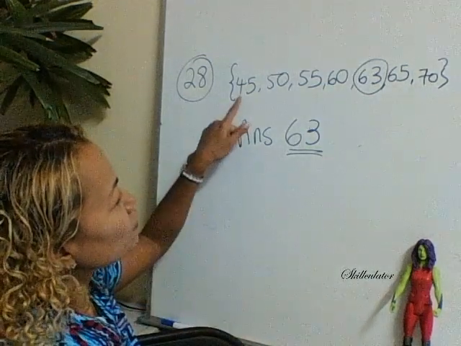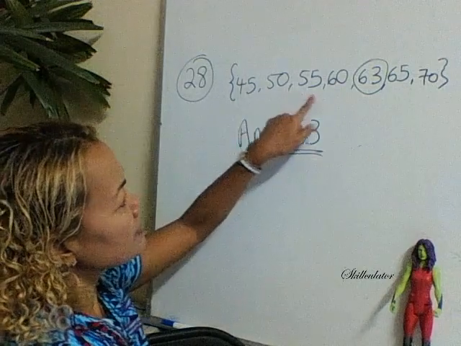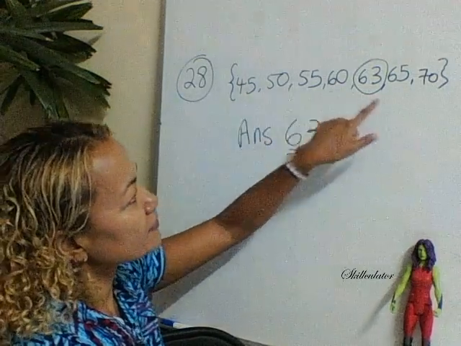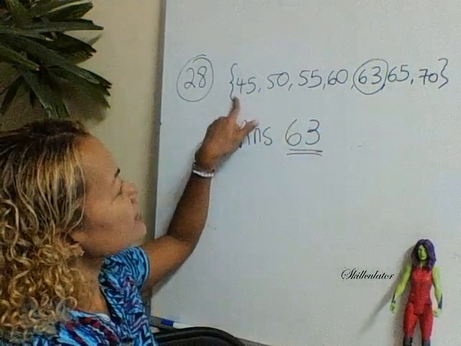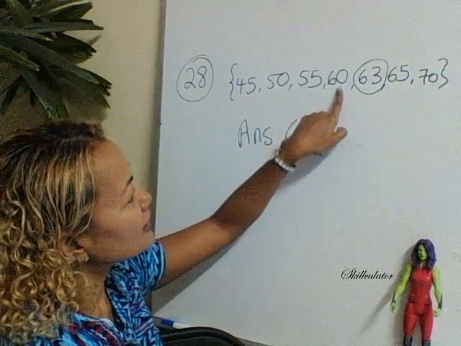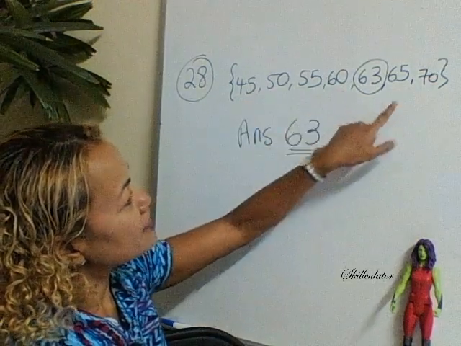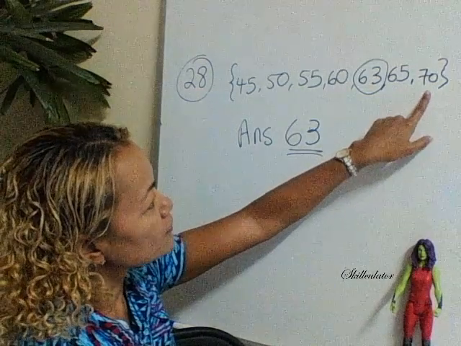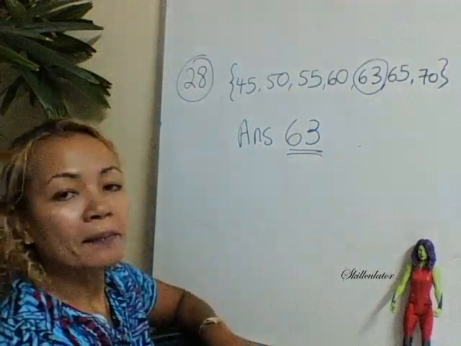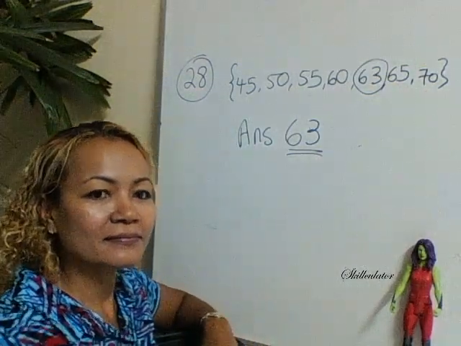You'll also notice straight off that all of these numbers are multiples of 5. See, all of them are in the 5 times table, well up to here. Then it's 5 times 13, 5 times 40, but all are multiples of 5.